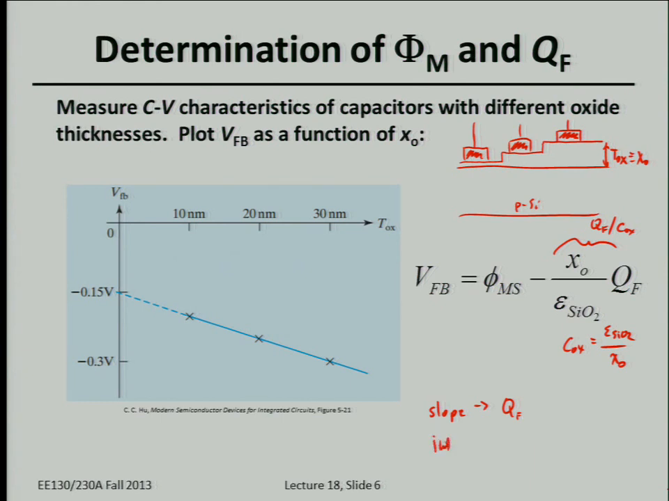And then the intercept will give you something. Well, if you extrapolate, okay, so which intercept are we talking about? Okay, so this is assuming that NA is known. Therefore, hence, phi s is known.